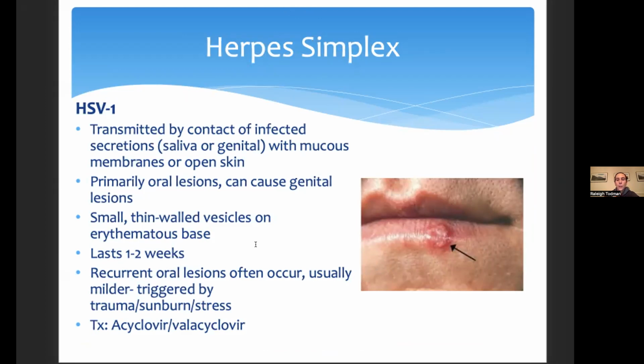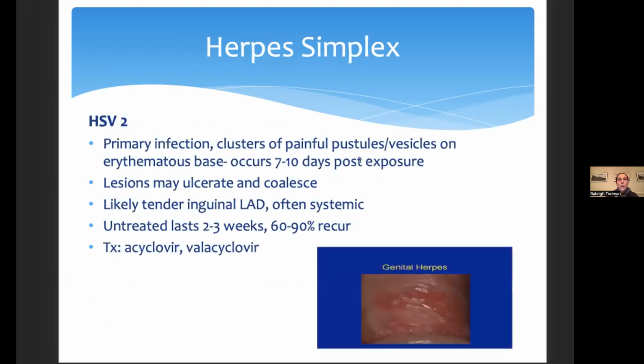This can be recurrent, and the recurrences are often triggered by stress or trauma or sunburn. And then HSV2, more often genital, but as we said, either one can go on either side, either place. This is very painful. You'll have pustules and vesicles on a red base.